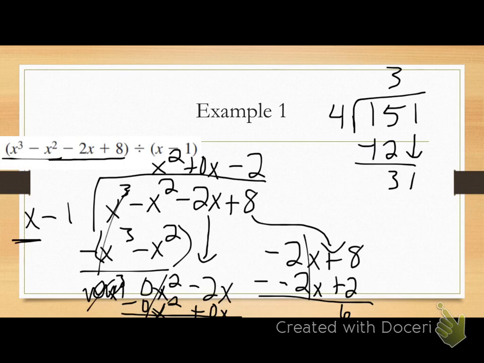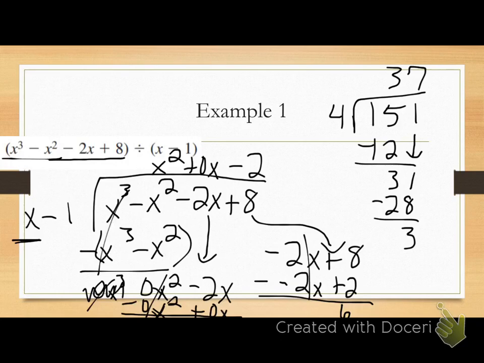Do I have anything else to bring down? No. So I have a remainder here. So, like with decimals, right? Let's look over here. How many times is 4 going into 31? 7 times, right? 4 times 7 is 28. Subtract. 31 minus 28.